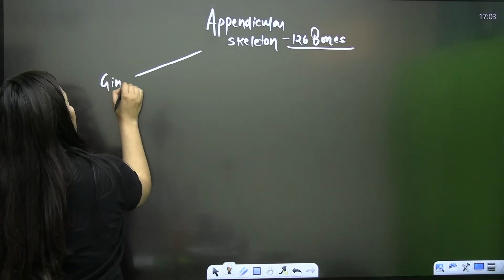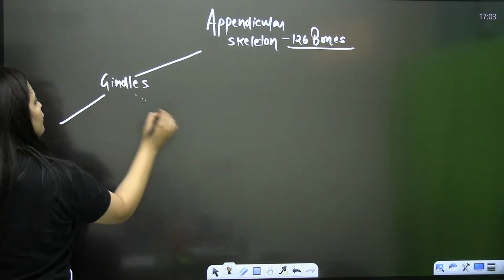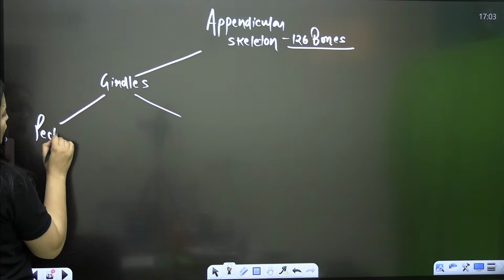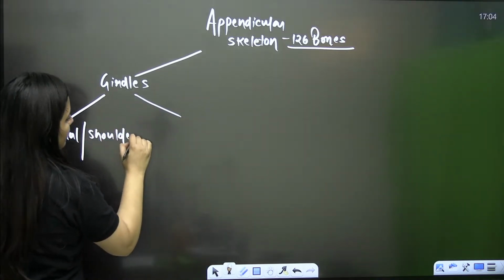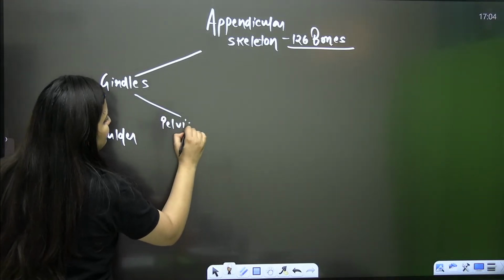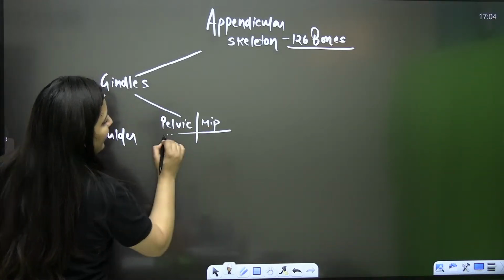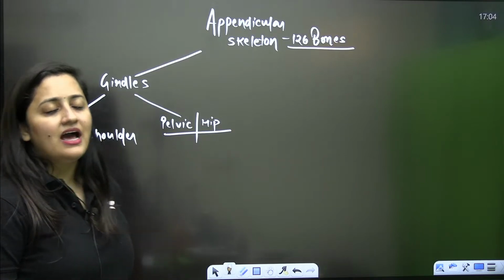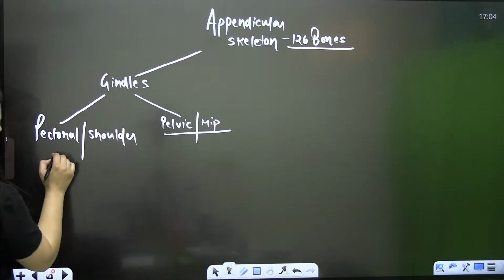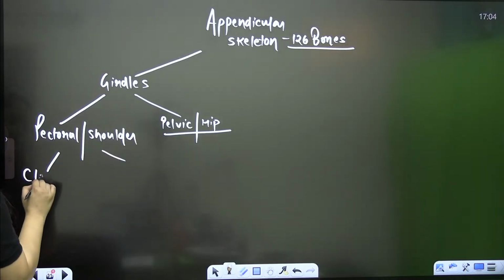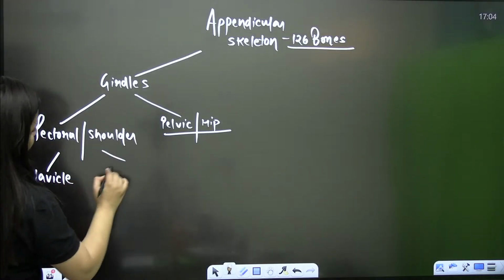So when you talk about the girdles, we have two girdles. Pectoral girdle, also known as shoulder girdle. Pelvic girdle, also known as hip girdle. It is wide in the case of females. Why? Because they have to give birth to the young ones. We are viviparous. So the pectoral girdle is made up of two bones, clavicle and scapula.